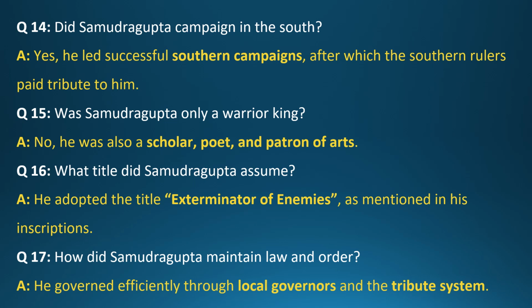Question 16. What title did Samudragupta assume? Answer. He adopted the title Exterminator of Enemies, as mentioned in his inscriptions. Question 17. How did Samudragupta maintain law and order? Answer. He governed efficiently through local governors and the tribute system.